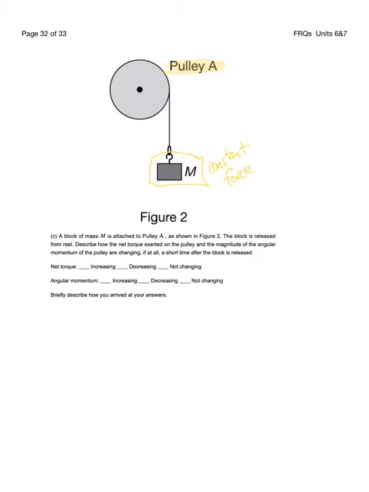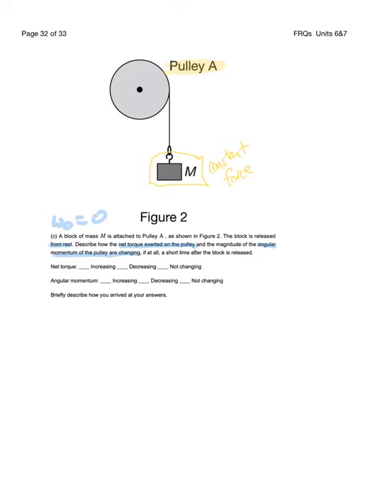So we're shown that it's attached to pulley A. It's released from rest, so that means omega naught equals 0. How do the net torque and the magnitude of angular momentum change, if at all, during the time it's released? So let's tackle net torque.